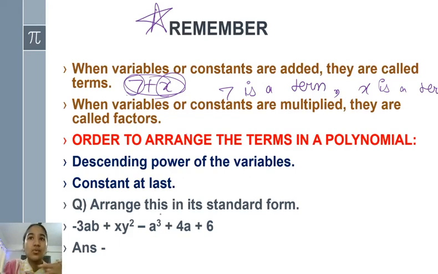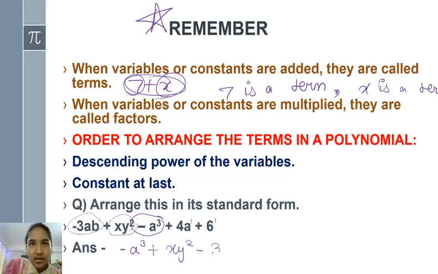Descending power of the variables, so the one with the highest power will come first. That is minus a cube. Next, the second highest power is plus xy square. Now the others have the power of 1. Then what are we going to place, this or this? You have to place the one with two algebraic factors, so we place minus 3ab. Now this 6 is a constant.